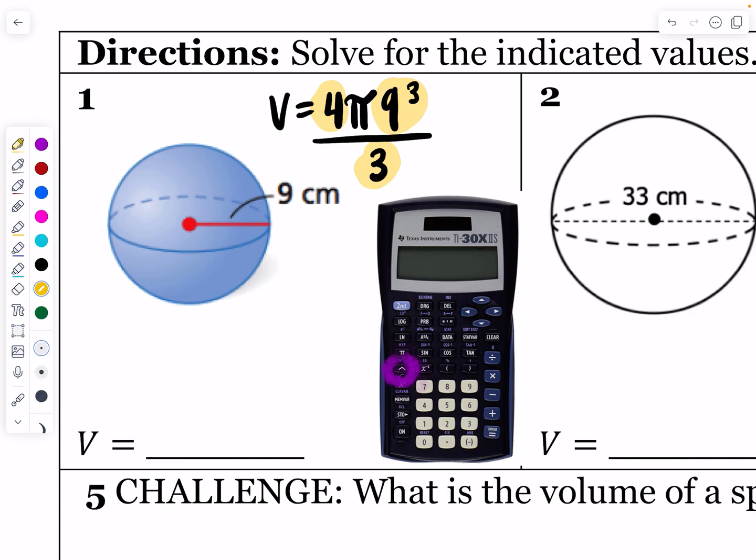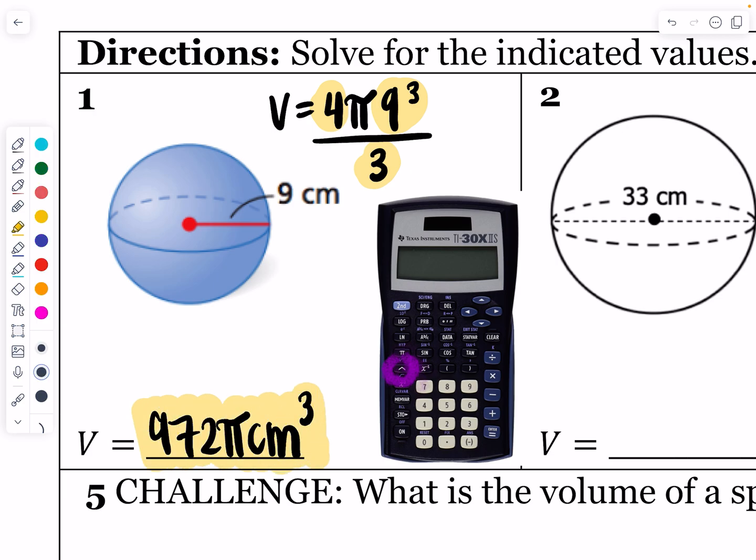So 972 pi centimeters cubed. That is the volume of that shape. So we are leaving that in terms of pi, and we're just using that new cubed button. And so 972 pi is my volume of this shape, of this sphere.